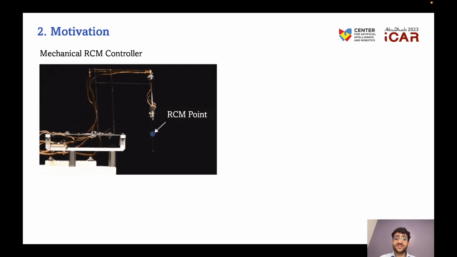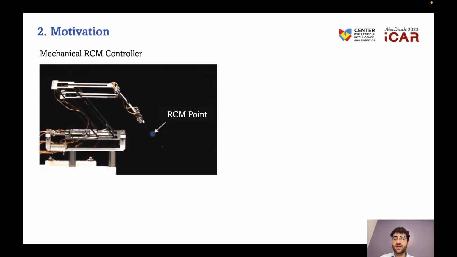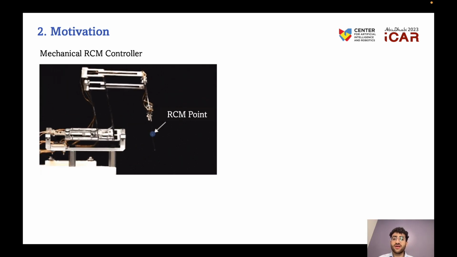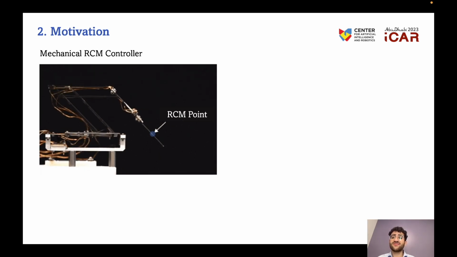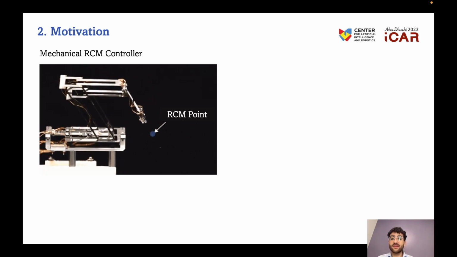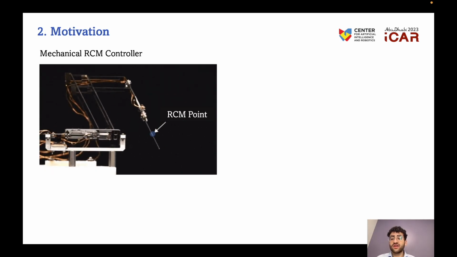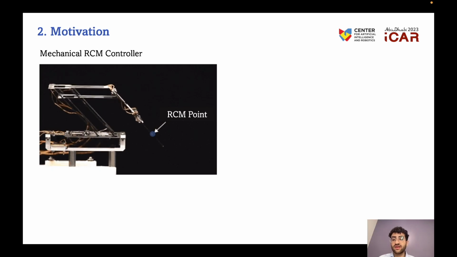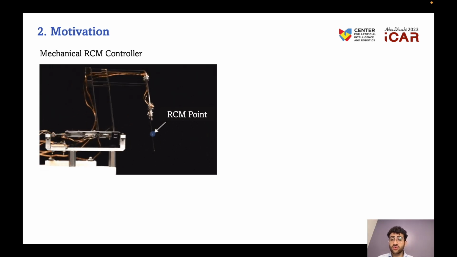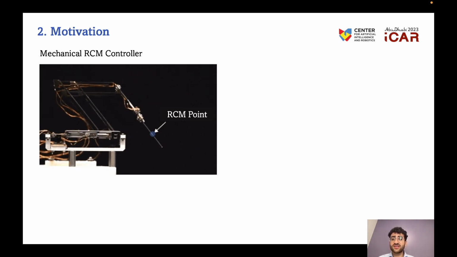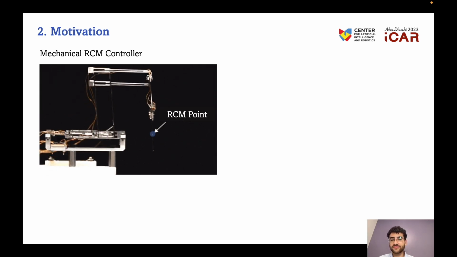Systems such as the Da Vinci adhere to the RCM point constraint by having a mechanical structure of a manipulator that is automatically, or let's say passively, adhering to the RCM constraint, such as in the video you see here, which is a dual parallelogram design. The way it works is that regardless of the movements done to the joints, it is structured such that the tool is always going to go through the RCM point at all times.